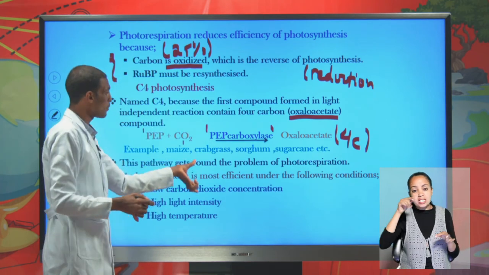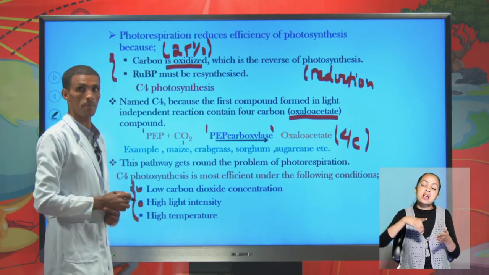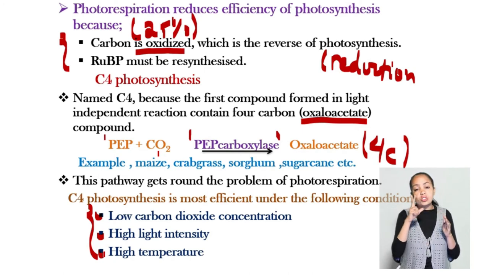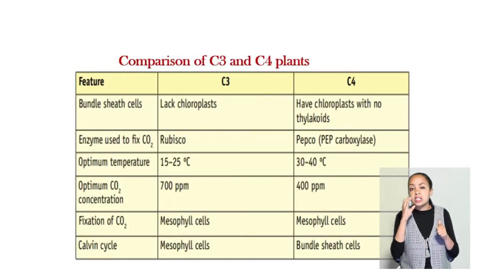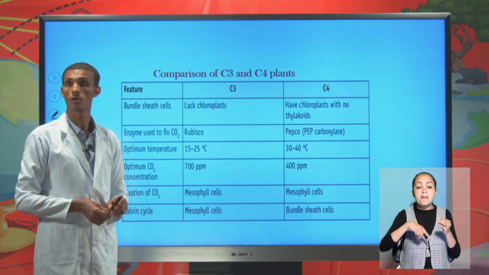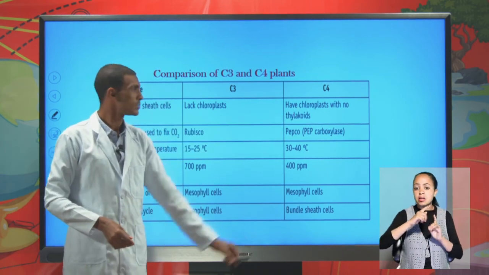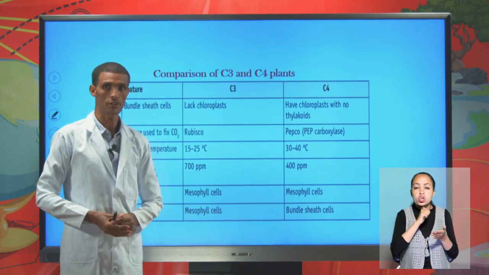Because these plants are positioned in tropical environments, they capture high light intensity. And again, there is high temperature. This is why C4 plants are widely productive over C3 plants. Well then, students, some comparison between C3 and C4 plants. In C3 plants, there is a bundle sheath with no chloroplast. But here, there is a bundle sheath with chloroplast and no thylakoid. No oxygen production, no photorespiration.